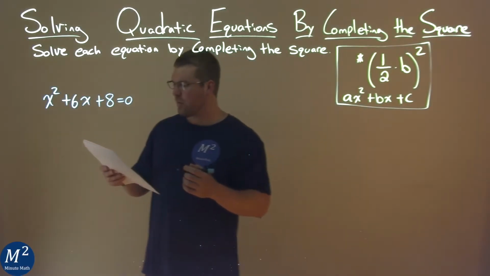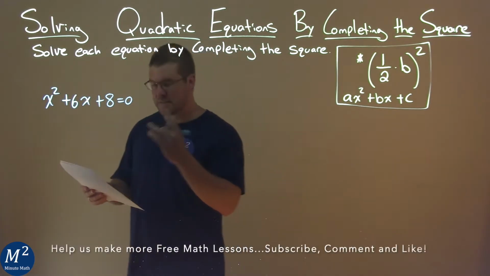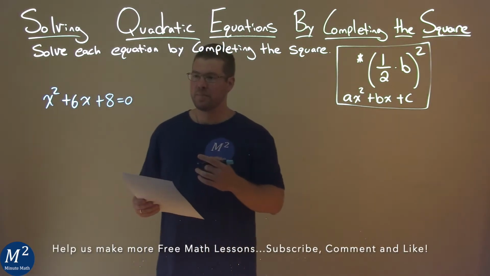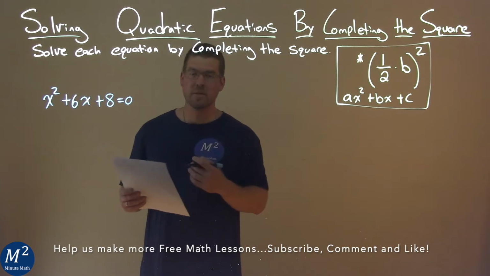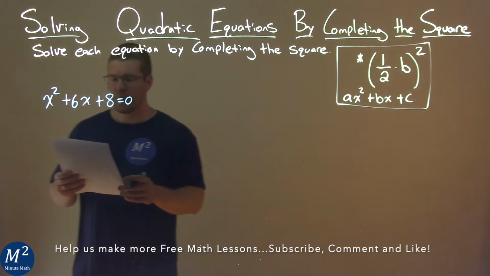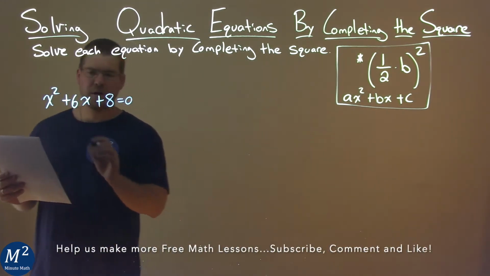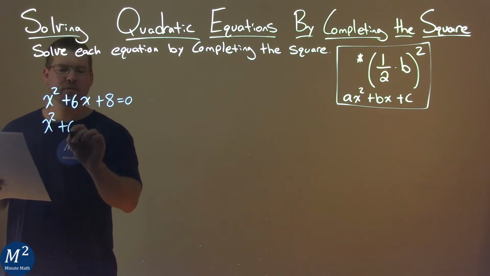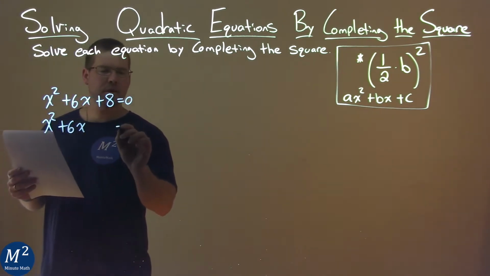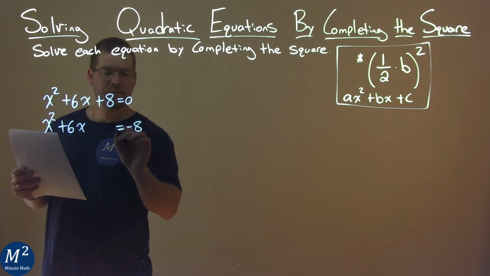We're given this problem right here. X squared plus 6x plus 8 equals 0, and we need to solve this by completing the square. First thing I'm going to do is subtract 8 from both sides. So we have x squared plus 6x, I'm going to leave myself some space, equals negative 8.